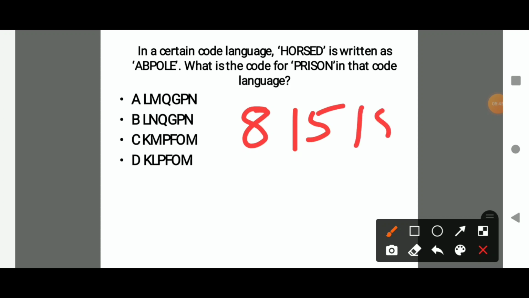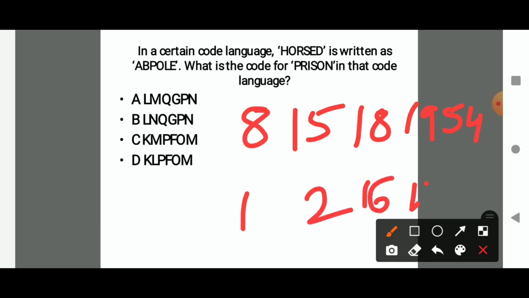R is 18. S is 19. E is 5. D is 4. And A is 1. B is 2. P is 16. O is 15. L is 12. E is 5. Let us check further what is the logic behind this.